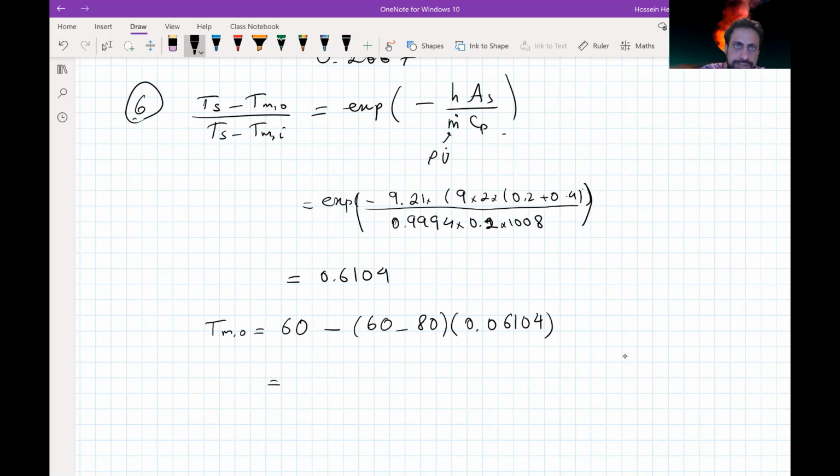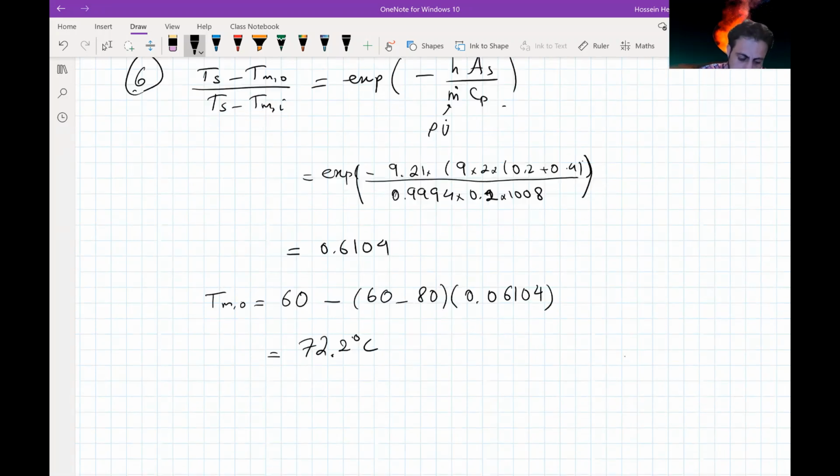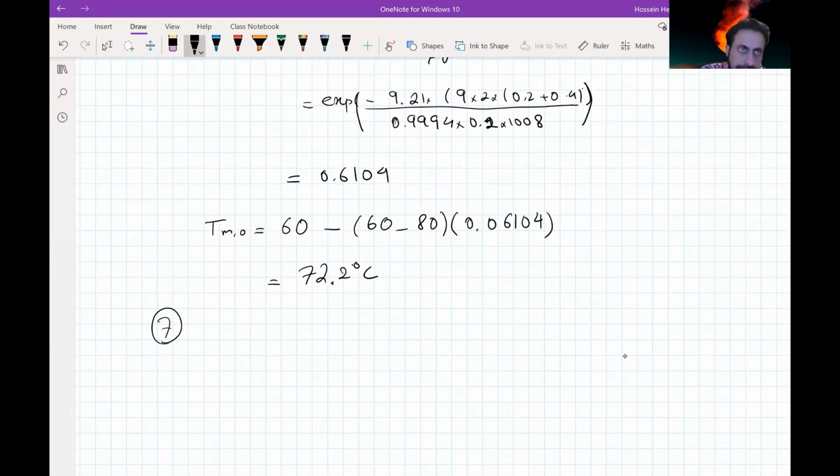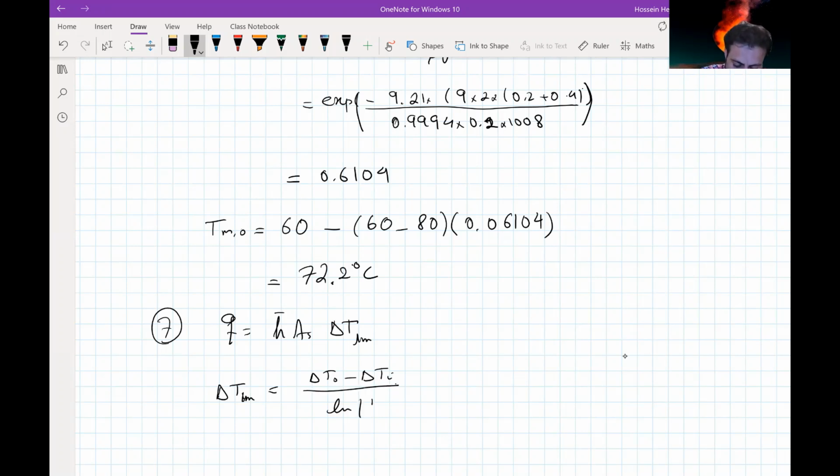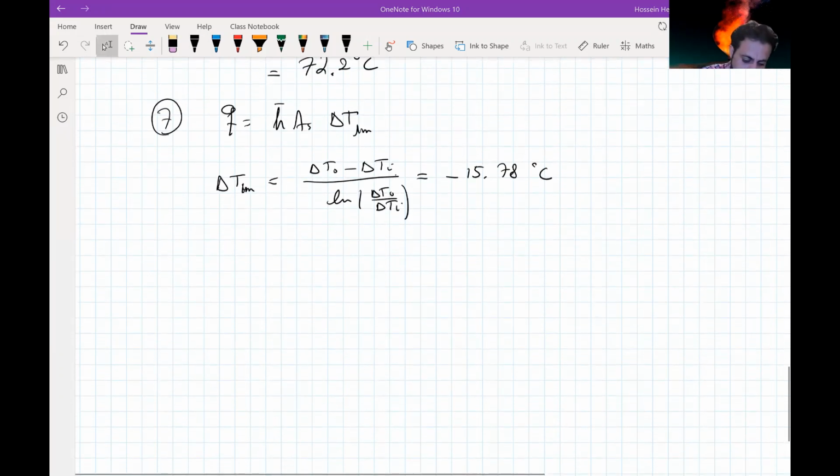So the outlet temperature out of the duct is going to be 72.2 degrees C. Then we can evaluate Q, which is h average times A_s times delta T_LM, and the LMTD is delta T_o minus delta T_i over the log of delta T_o by delta T_i, which is minus 15.78 degrees C.